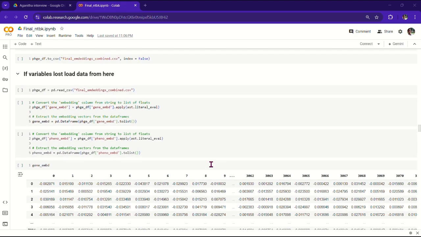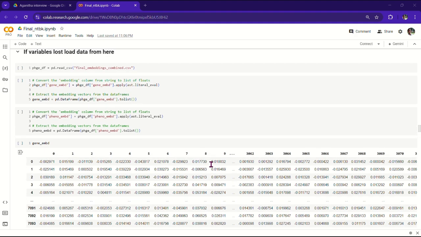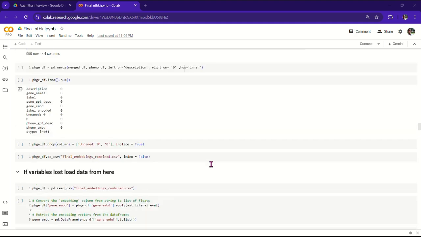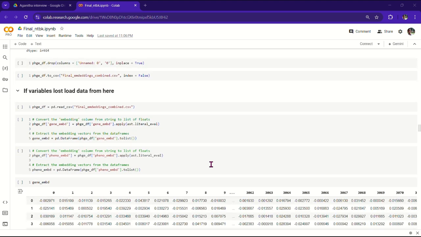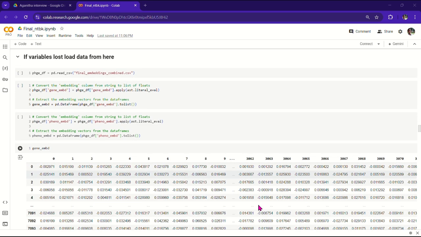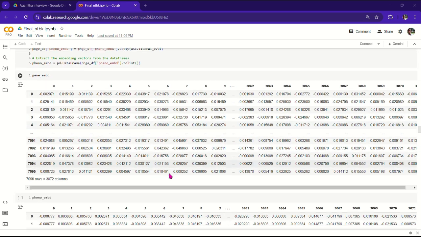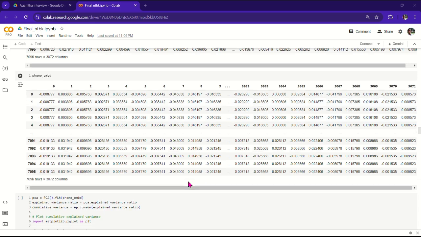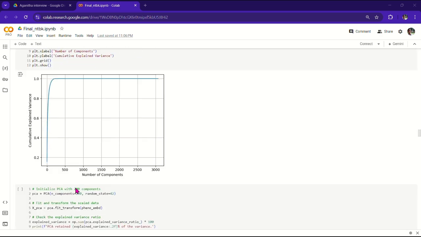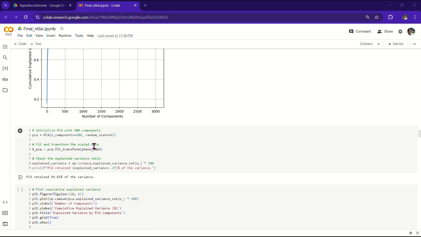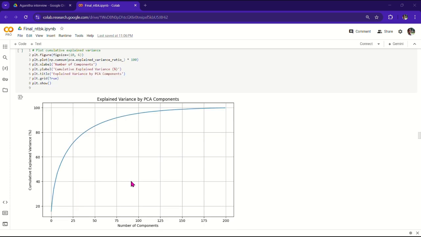After merging them, I converted the column which contains the embedding into list form, and after converting them into list form, I converted them into a data frame. This is the data frame gene embed, which shows genotype embedding. This is pheno embed, which shows phenotype embedding. After this, I plotted a graph for phenotype embedding to see how many components we should take. I took 200 components, and the 200 components were retaining 99.81% of variance, so it was good.